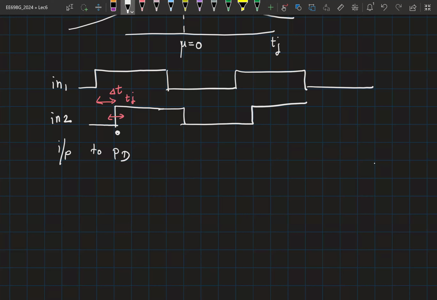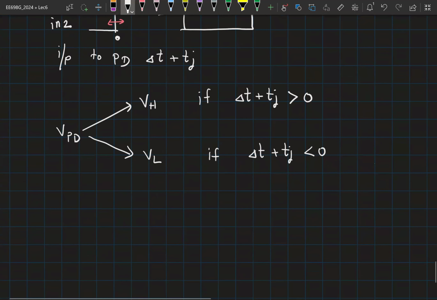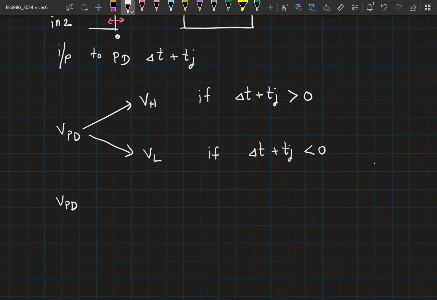So at this edge, what is the delay? That is delta T plus Tj, right? So now what would the output be? Your VPD value is going to be the high value if delta T plus Tj is greater than 0. This is going to be a low value if delta T plus Tj is lesser than 0. So far, okay?